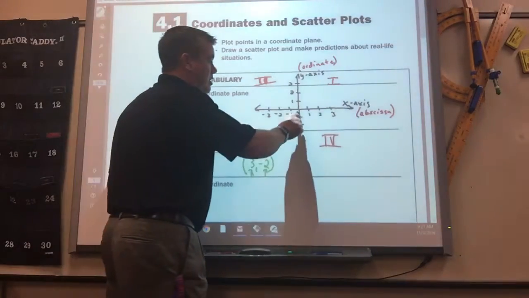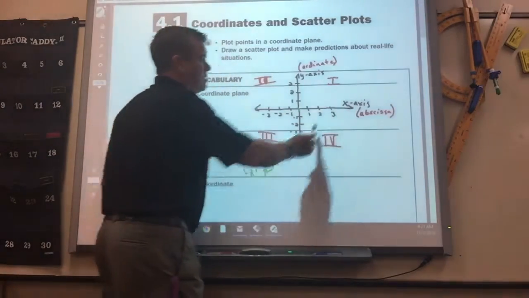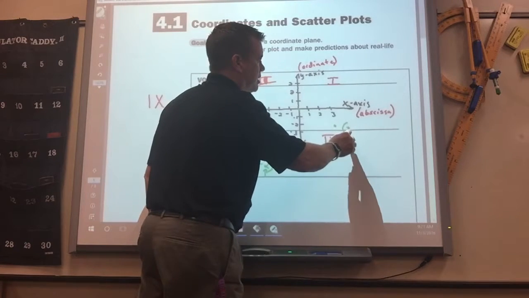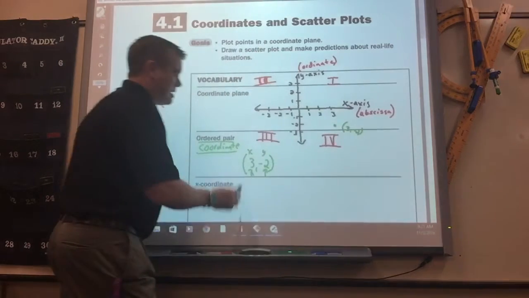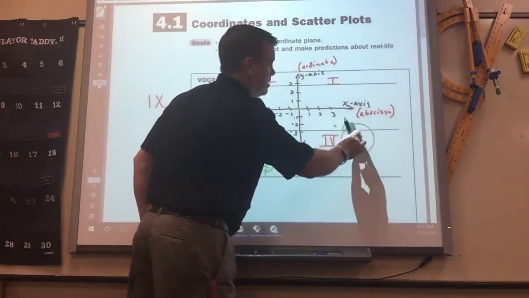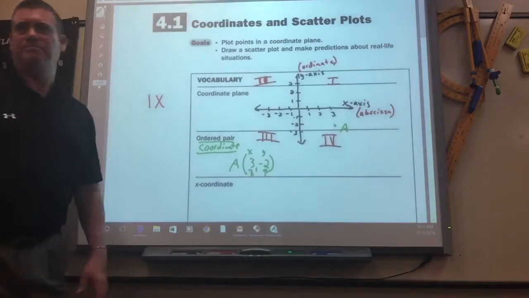So you start in the center. It's a positive 3, so you go right 3. And then it's a negative 2, so you go down 2. So there's the point, 3, negative 2. Now a lot of times they'll have a letter in front of it. So all you got to do is put the point and then label it point A.